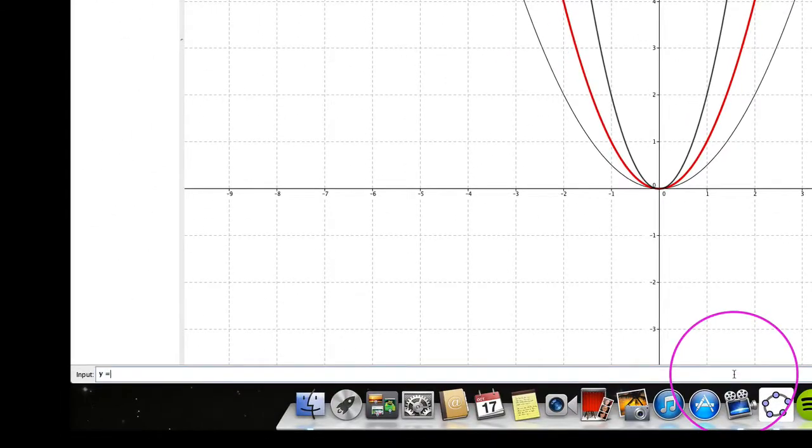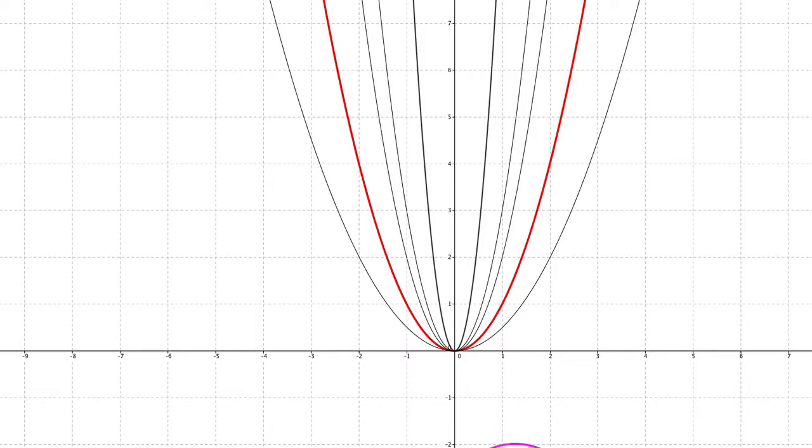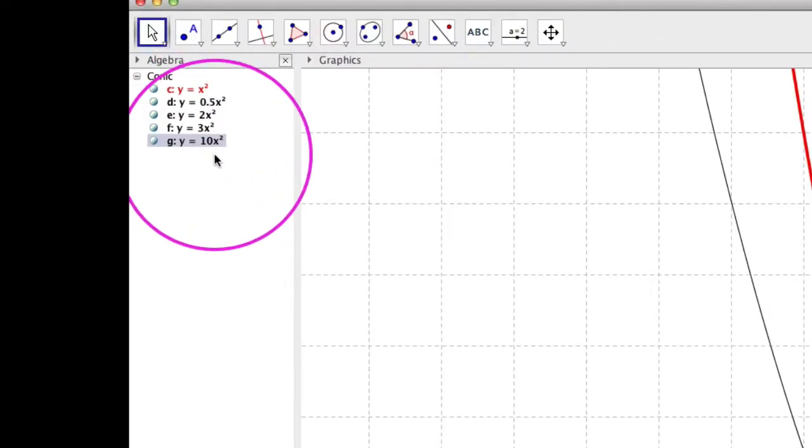How about y equals 3x squared, which is also on that list of functions there. It got even skinnier. If I might speculate at this point, if I wanted a really skinny graph, what could I take x squared times? We say y equals 10x squared. That's really skinny. But what I want to point out is this. The bigger that a value is, you're noticing the graph gets skinnier and skinnier.